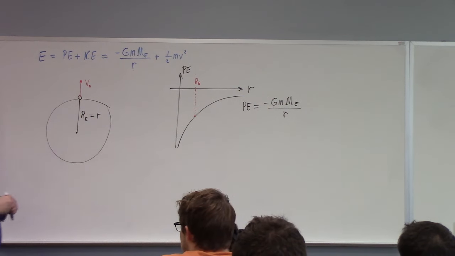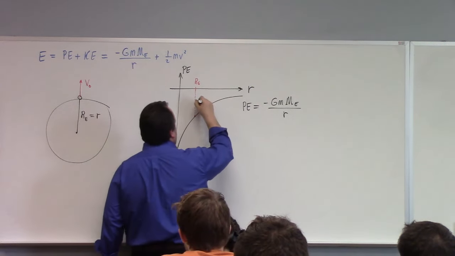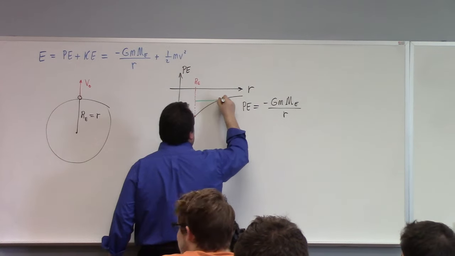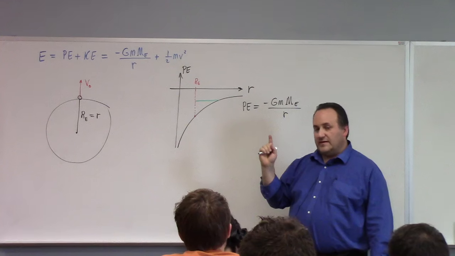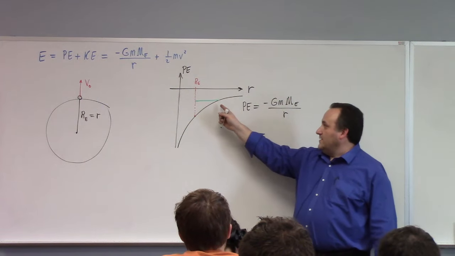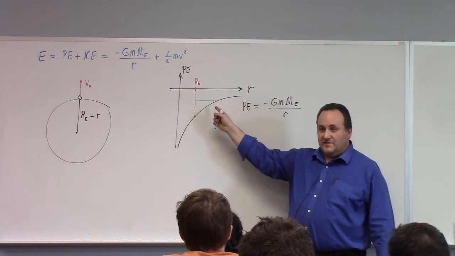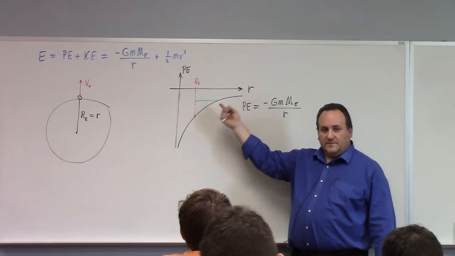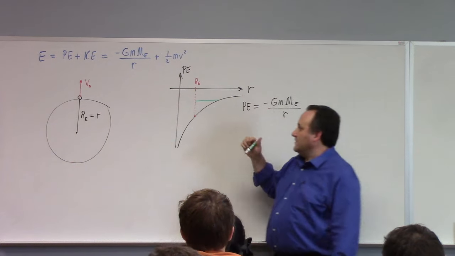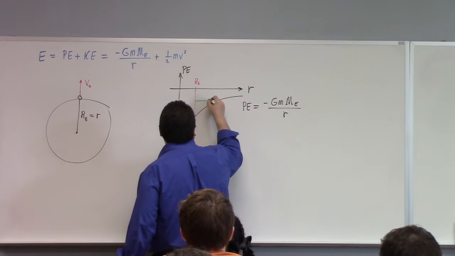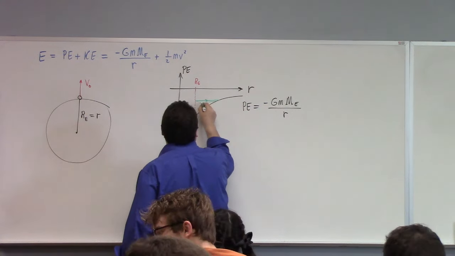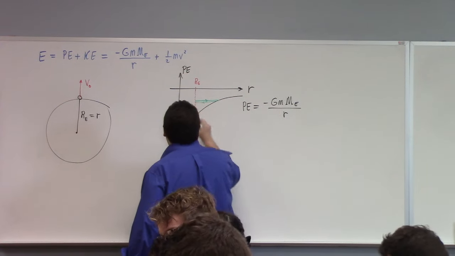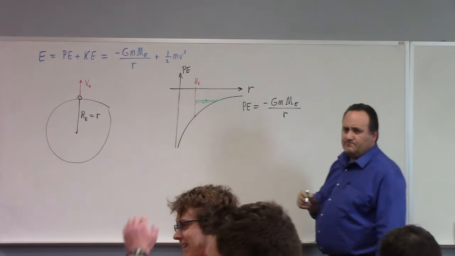If your energy was like here, what would happen? You'd shoot the projectile up. You'd get so high that you get to the point where all of your energy is potential, then what happens? You fall back down, right? So you could envision motion like this, and then it would come back. But what happens if the total energy is zero?